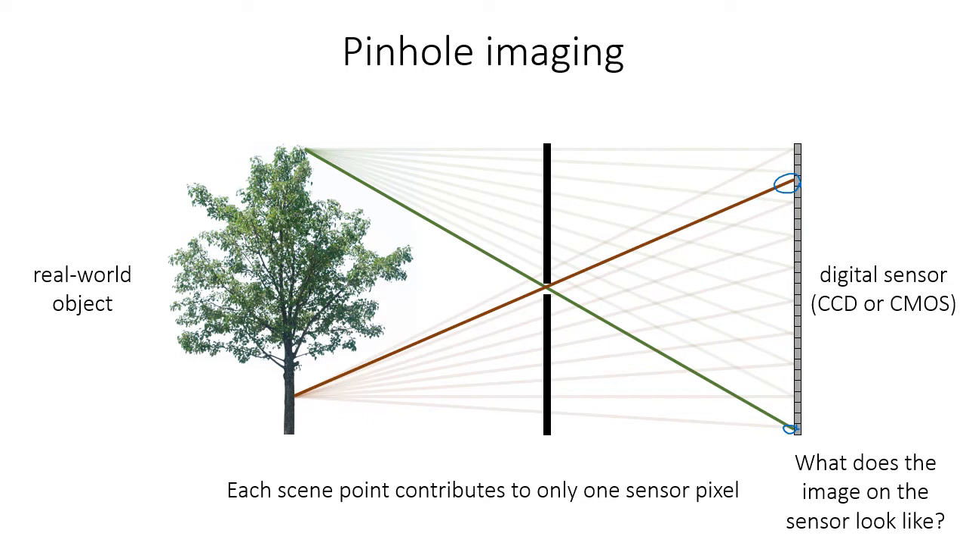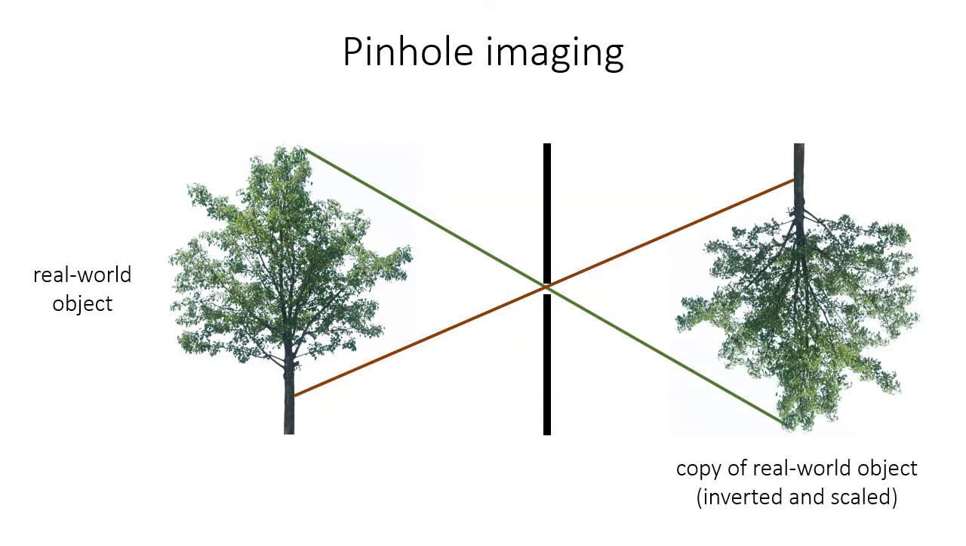Then what does the image on the sensor look like? It is a copy of the real world object as shown here, but it is inverted and scaled. It depends on the distance from this barrier and the sensor position.